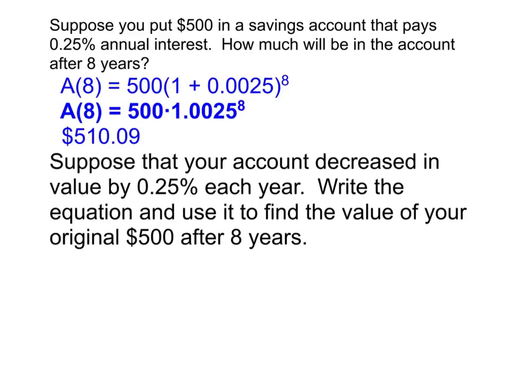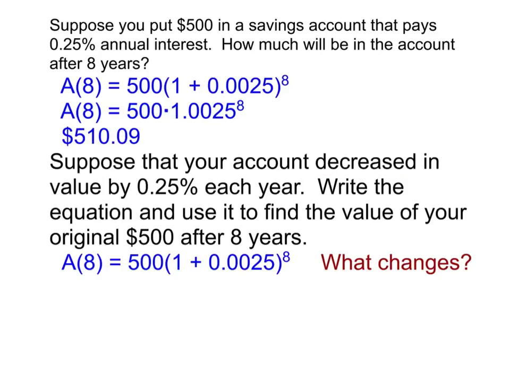Now, what if we had an account that decreased in value? Well, first of all, get a new bank. But if our account decreased in value by 0.25% each year, what would change in our equation? We got the original equation here already. And there's one little change we need to make. Yeah, when we were increasing, that meant that our rate was positive. If we're decreasing, our rate is negative. So plus a negative 0.0025 means we're actually doing 1 minus 0.0025.